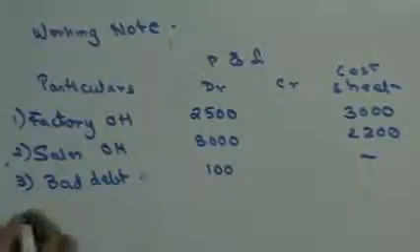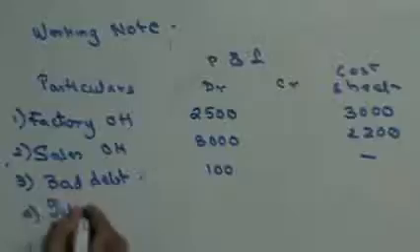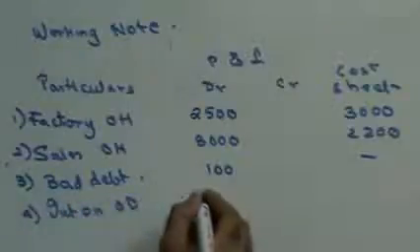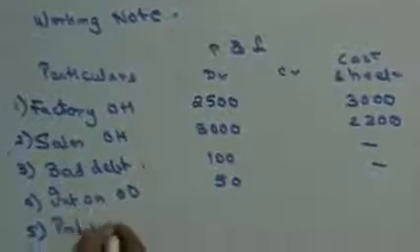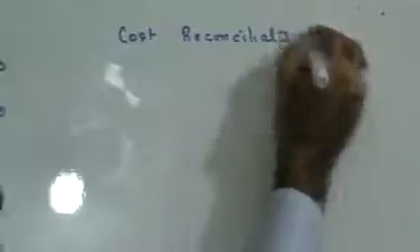Then you have interest on OD. Interest on OD is 50 in P&L, not recorded in the cost sheet. Then besides that you have profit on sale of asset, 1,000. Once this is done, then you can make your cost reconciliation statement.